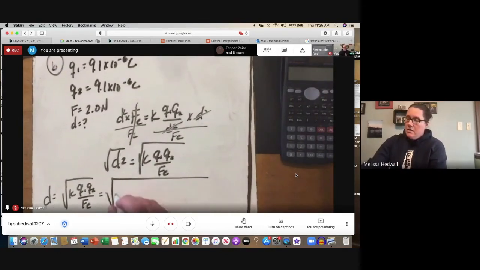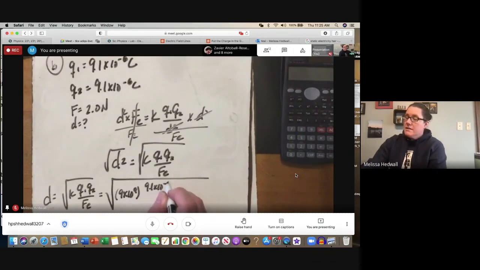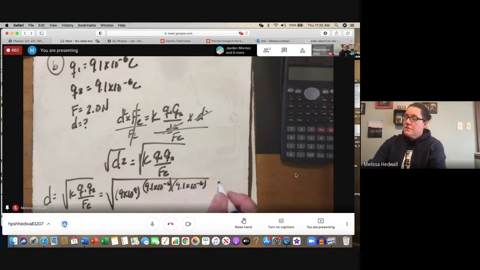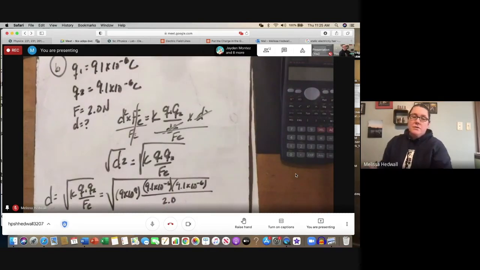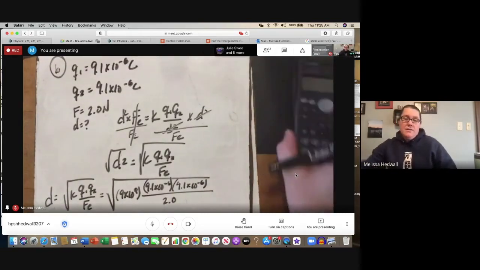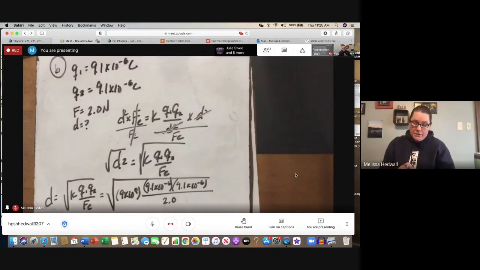So let's look at this. We've got k. We know k is 9 times 10 to the 9th. We have q1, so 9.1 times 10 to the negative 6th, 9.1 times 10 to the negative 6th for our other charge, divided by 2.0 newtons for our force. A lot of stuff going on there. So we'll calculate it. Remember to use your EXP button or your E button to keep your numbers together. We'll take 9 times 10 to the 9th times 9.1 times 10 to the negative 6th times 9.1 times 10 to the negative 6th. Then I'm going to divide that by 2.